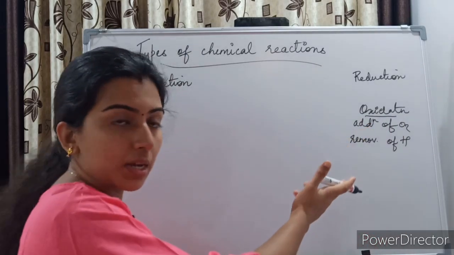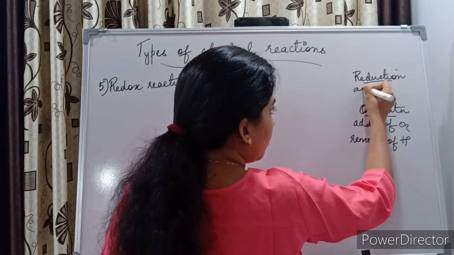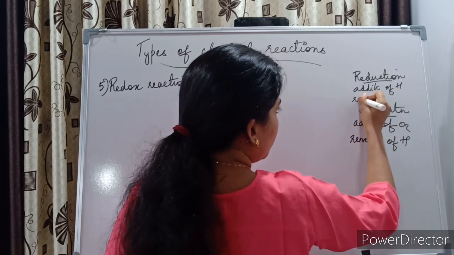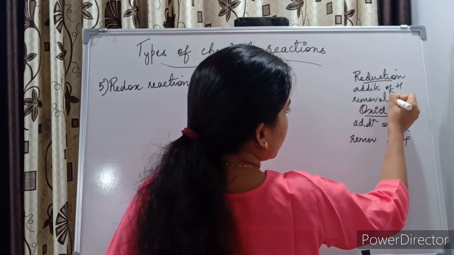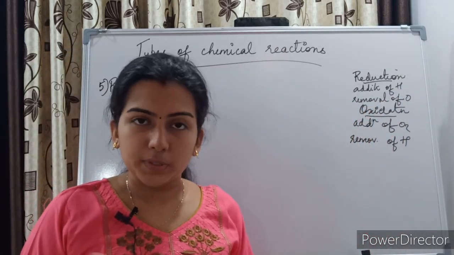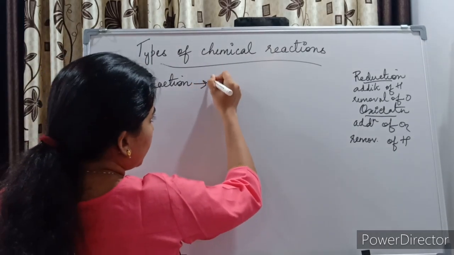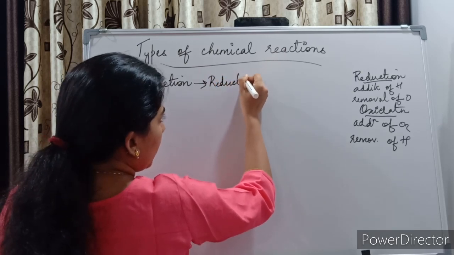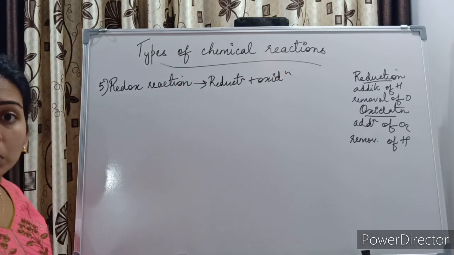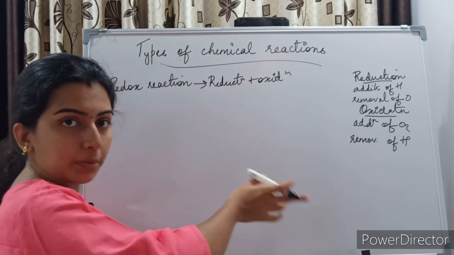So what will be reduction? Reduction is just the opposite of oxidation, that is addition of hydrogen and removal of oxygen. So oxidation and reduction are just opposite to each other. Now a redox reaction is reduction plus oxidation. Redox reactions are those reactions in which both reduction and oxidation take place simultaneously. I will explain.